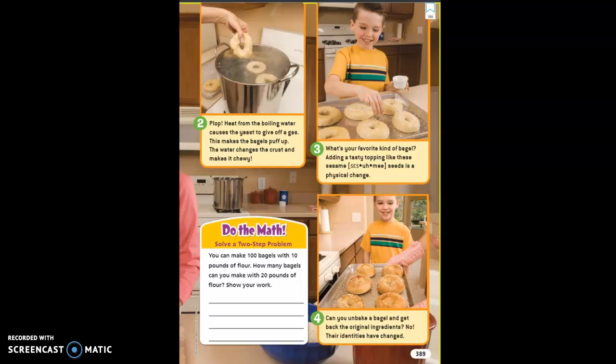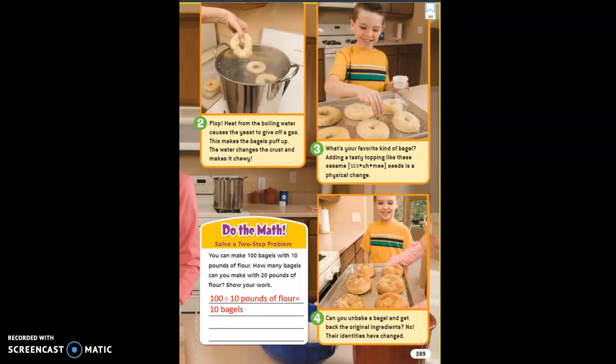Oh, we need Miss Marlene here to help us and do this math problem. Okay. 100 bagels divided by 10. Okay, you need to practice your multiplication tables, okay? 100 divided by 10 pounds of flour equals 10 bagels, okay?